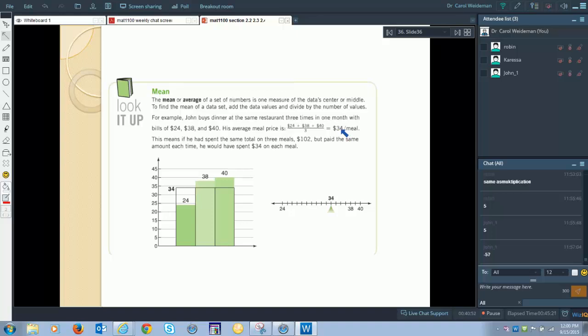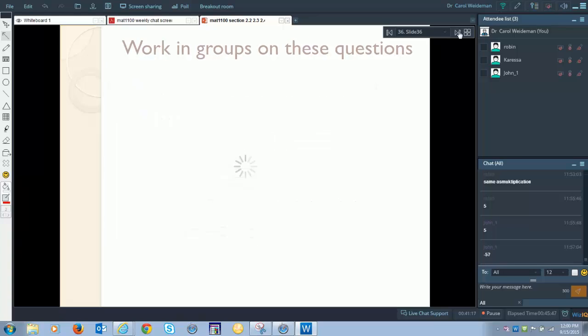So for this price of meals, the average is $34. So John spent $24, $38, and $40. And if we add those 3 up and divide by 3, the average price per meal was $34. And again, it's called the balancing point if you want to think about it. The distance from each of those points, the distance here, 10 units, is balanced by the distance over here of 4 plus 6 or 10. So it's the balancing point.